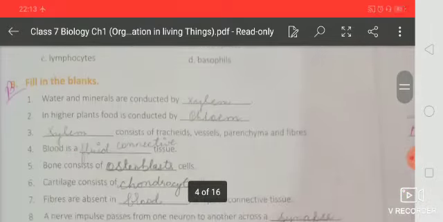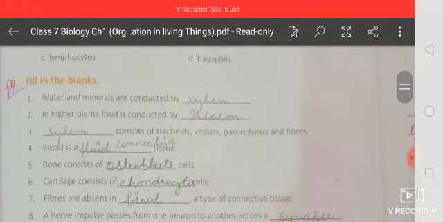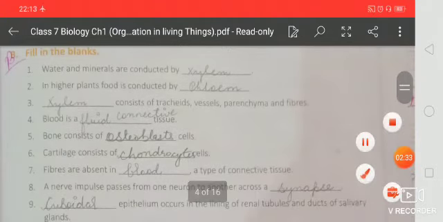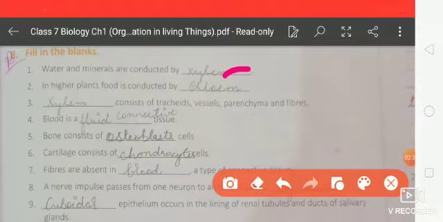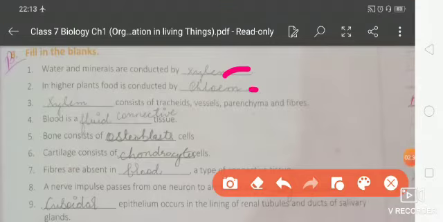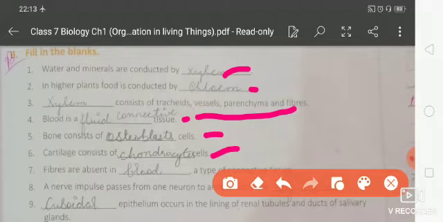Next one is fill in the blanks. Water and minerals are conducted by xylem in plants, and in higher plants food is conducted by phloem. Xylem consists of tracheids, vessels, parenchyma and fibers. Blood is a fluid connective tissue. Bone consists of osteoblast cells. Cartilage consists of chondrocyte cells, and fibers are absent in blood.